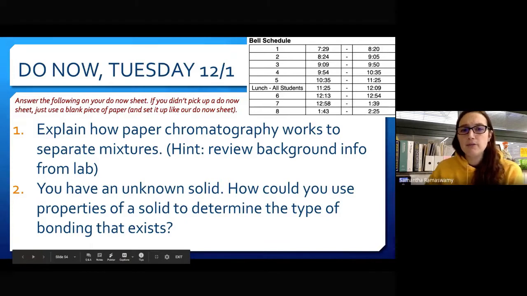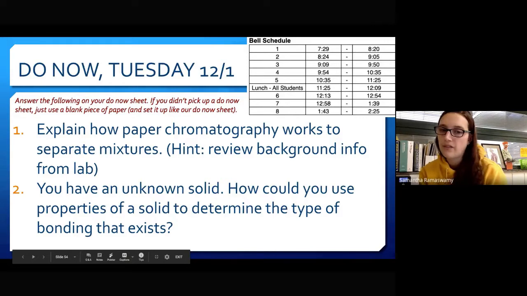But for the do now, just two questions. One is reviewing chromatography and one is reviewing types of solids. So take just a minute or two, see if you can answer these questions. For number one, you're just explaining how chromatography works to separate mixtures of liquids. And I gave you a hint. I said review the background information from the lab. And then for number two, you have an unknown solid. How could you use the properties of solids to determine the type of bonding that exists? So how could you tell if it's ionic or metallic or molecular or covalent network?